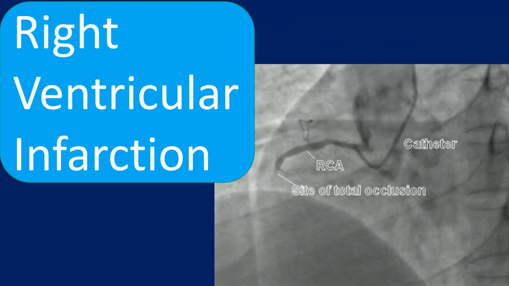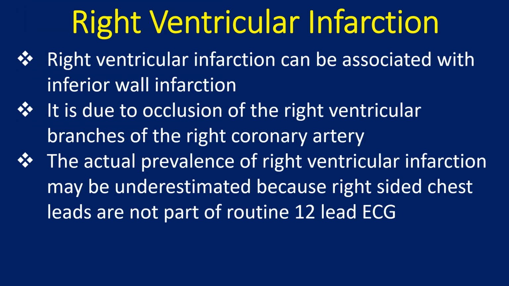Discussion on right ventricular infarction. Right ventricular infarction can be associated with inferior wall infarction. It is due to occlusion of the right ventricular branches of the right coronary artery.